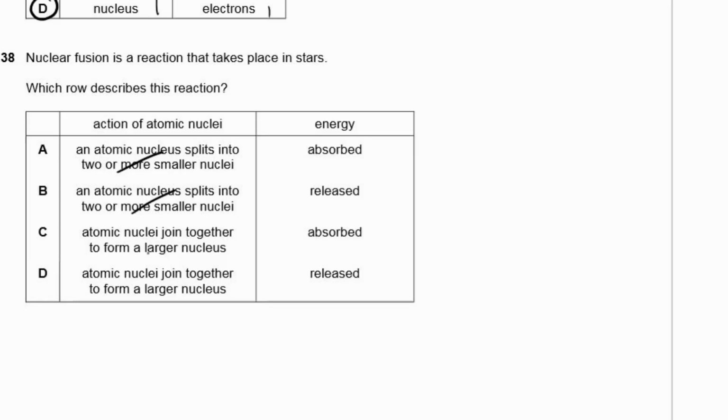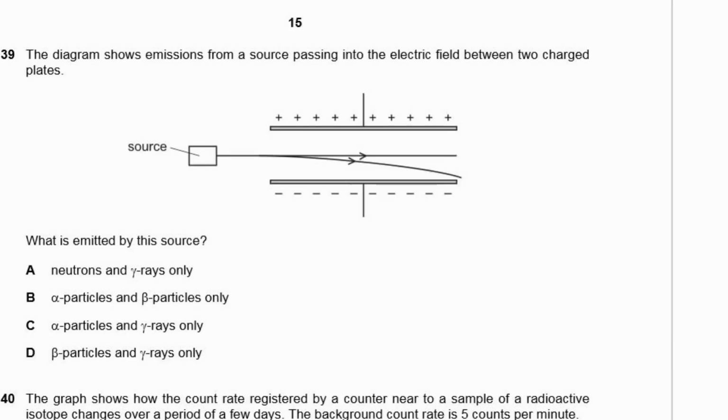That's also fission. An atomic nuclei join together? Yep. So both those are possible. Energy is released. How do we know it's released? Because the sun's hot. If it was absorbed, then the sun would be cold. There we are. D.